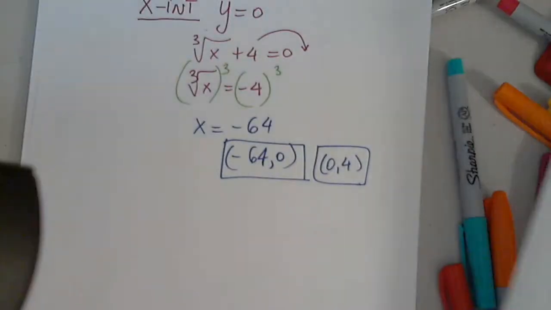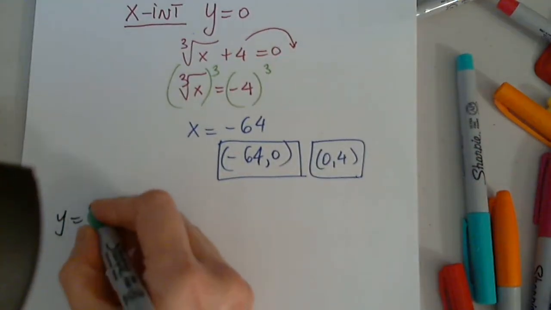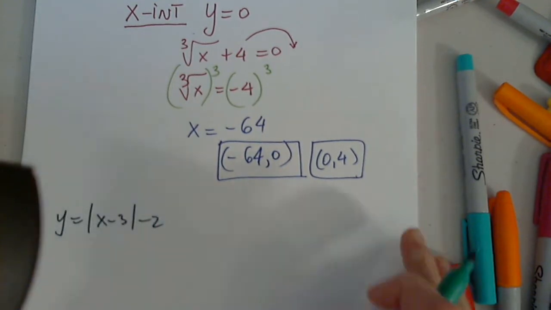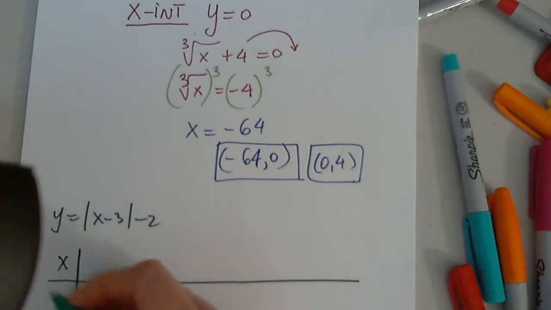So let's do the absolute value of x minus 3, minus 2. So y equals the absolute value of x minus 3 and minus 2. Good. We start with the domain. Can anyone give us the domain of this function?